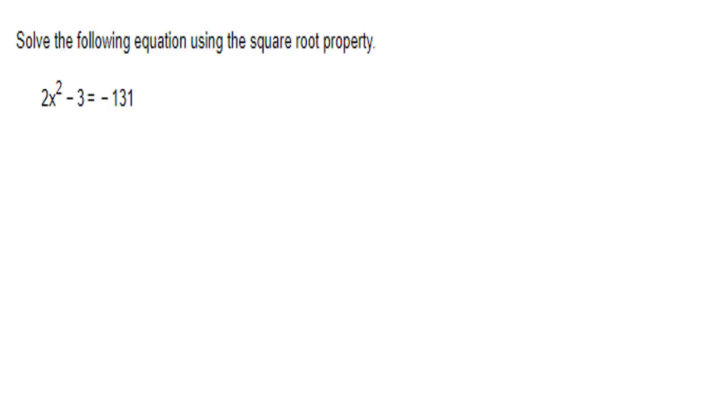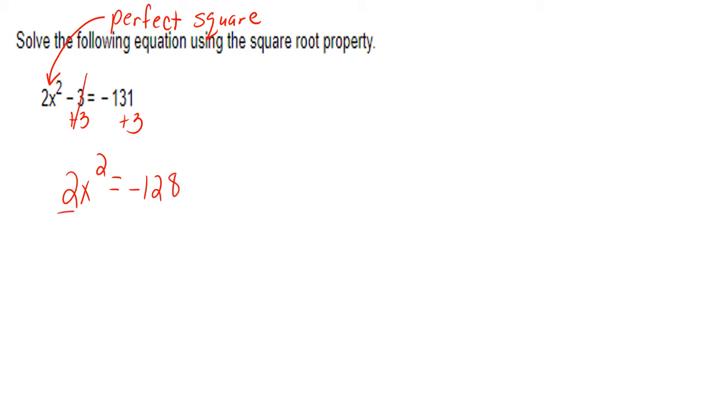Now let's look at an example for the square root property. Notice that the perfect square term is x squared. That's the term that we need to isolate to one side. To begin doing this process, I'm going to add 3 to both sides of the equation, giving me 2x squared equals negative 128. Now I divide by 2, which leaves x squared equals negative 64.